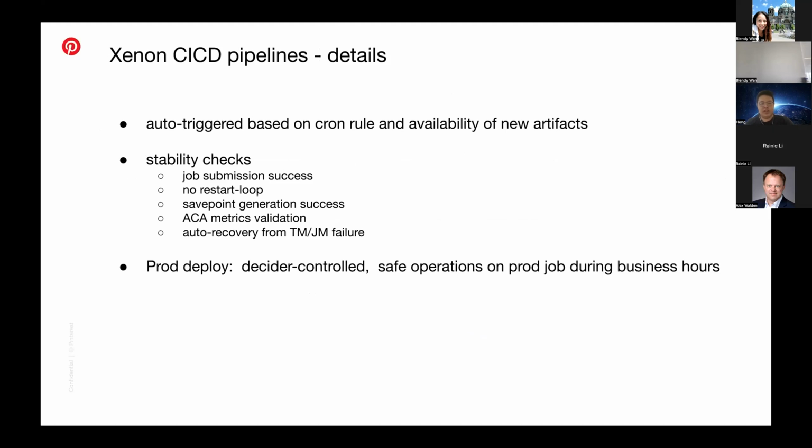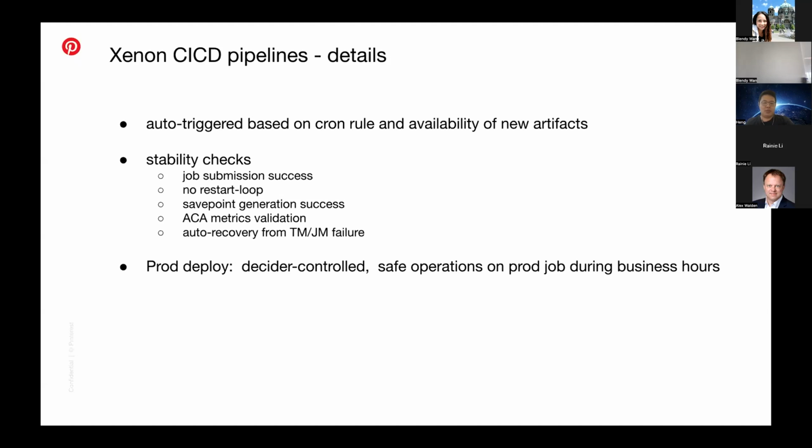The trigger is basically used to automatically trigger the pipelines based on the cron rule and the availability of new artifacts. And then it is a series of steps to do stability checks. As you may know, we are using the Spinnaker infrastructure to run the CI/CD pipelines, and Spinnaker is open source by Netflix. Thank you, Netflix. This is a great tool, and we leverage it to build the CI/CD pipelines and it brings us a lot of values. So the checks we specifically do when we launch a CI/CD pipeline are a few parts.